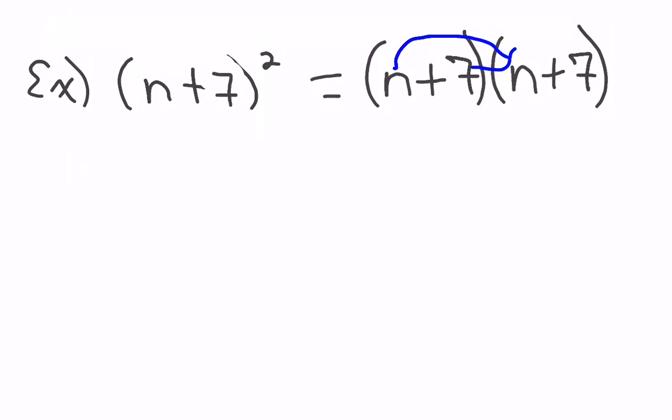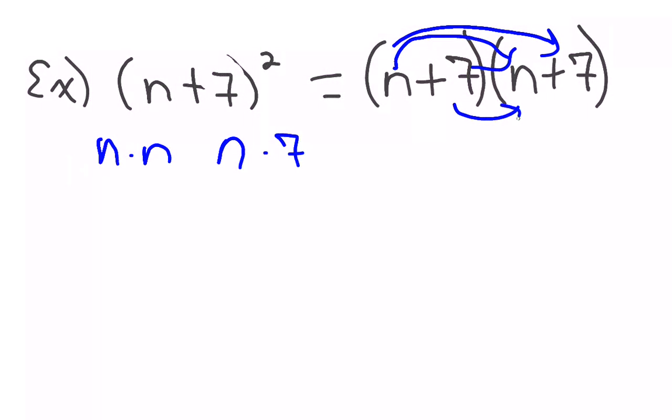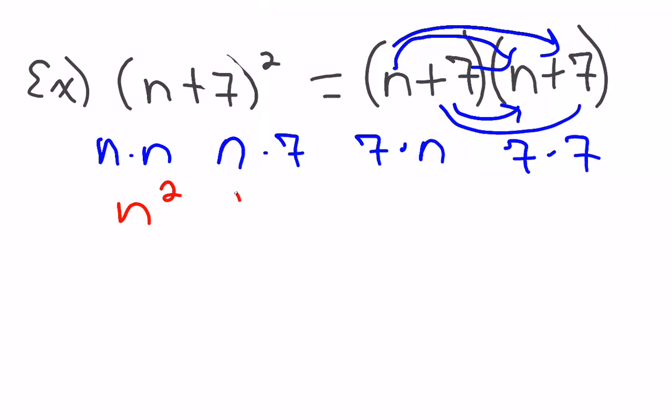So first is n times n. Our outers are going to be n times 7. Our inners are 7 times n. And our last is 7 times 7. So n times n is n squared. N times 7 is 7n. 7 times n is 7n. And 7 times 7 is 49.